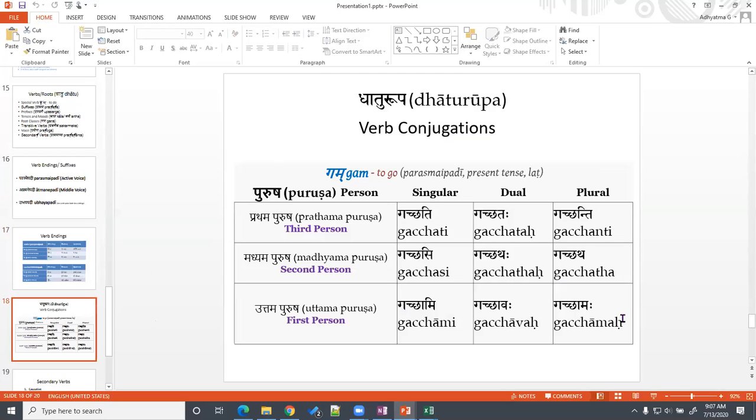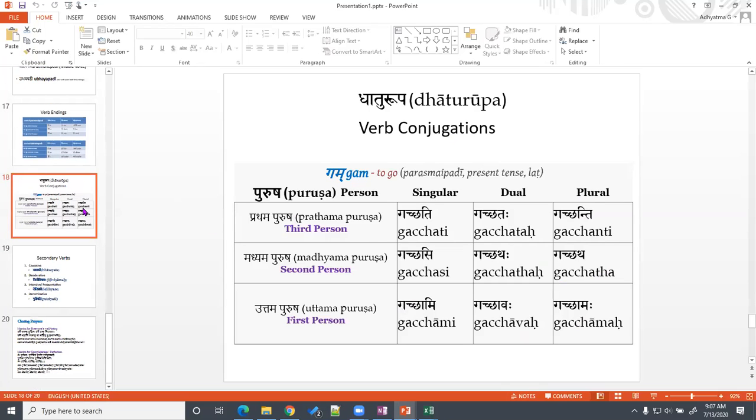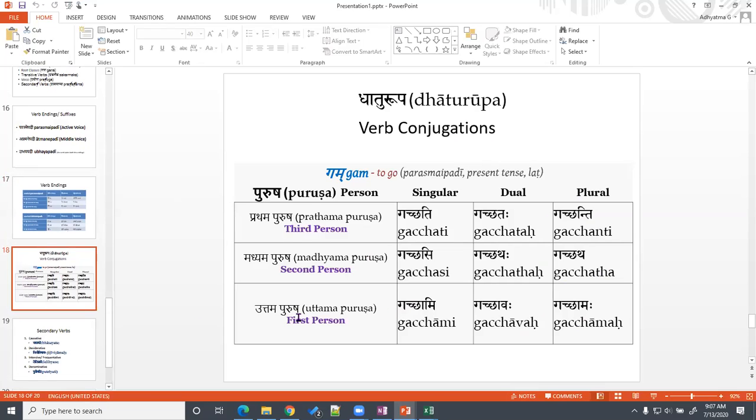Example of Parasmaipadi, Dhatu Rupa: Gacchati, Gachatah, Gacchanti, Gacchasi, Gachatah, Gachatha, Gacchami, Gacchava, Gacchama. So all these we have covered in quite a bit of detail in the last course. This is just to sort of give you an overview what all we did. And similarly we did for Atmanepadi also.